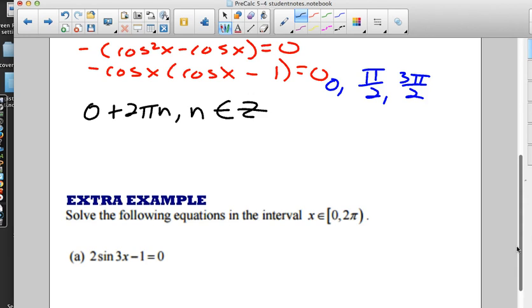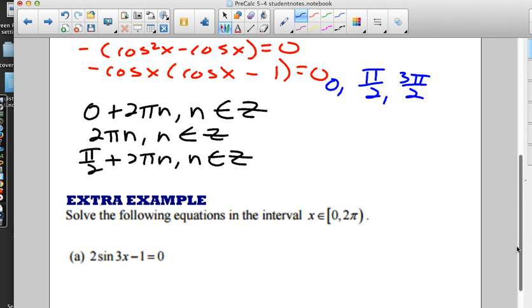But that looks kind of odd, because 0 plus anything is just the anything. So most people would just pretty that up and say 2 pi n, n is a set of all integers. Then we'd have pi over 2 plus 2 pi n, n is a set of all integers, and 3 pi over 2 plus 2 pi n, n is a set of all integers.